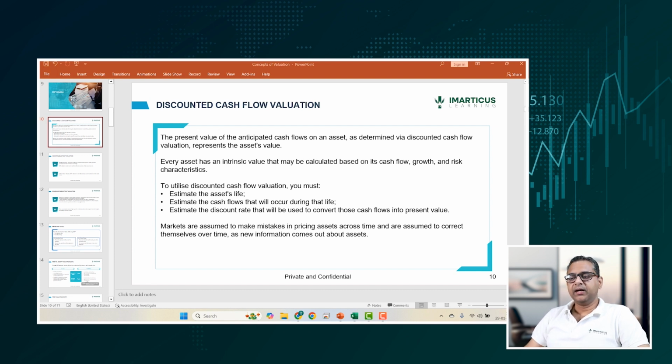And then deciding what the future looks like, what future cash flows we can expect, and accordingly finding the present value of those future cash flows. So that is broadly how we go about fundamental analysis.